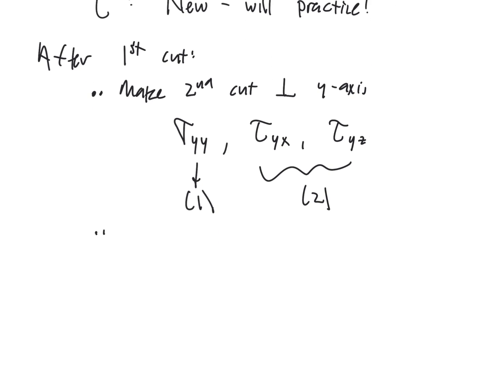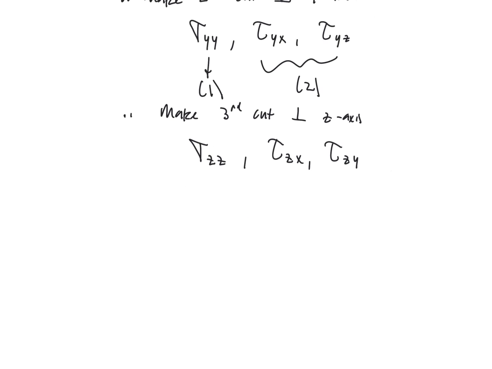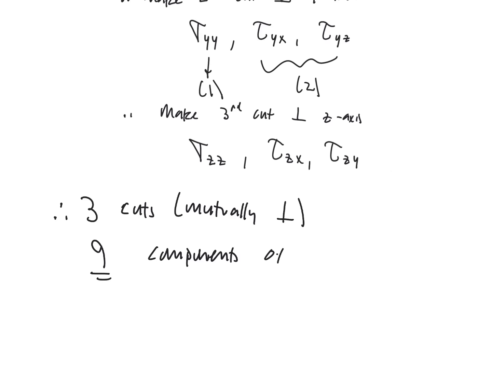And then finally, we make the 3rd cut, perpendicular to the z-axis. And we have sigma zz on the z face in the z direction. We have a shear stress on the z face in the x direction. And we have a shear stress on the z face in the y direction. So what happens is we've made 3 cuts. Let's put a little therefore, or in conclusion: we made 3 cuts through P, and they are 3 mutually perpendicular. In other words, they're all perpendicular to each other. We made 3 cuts, and we have 9 components of stress.